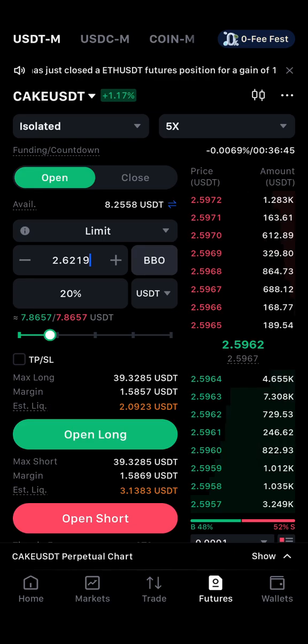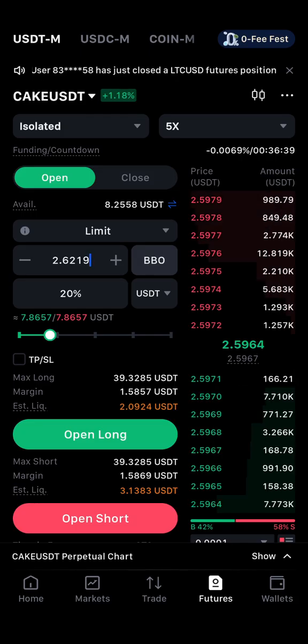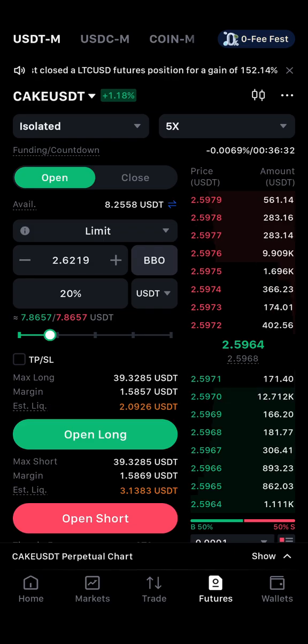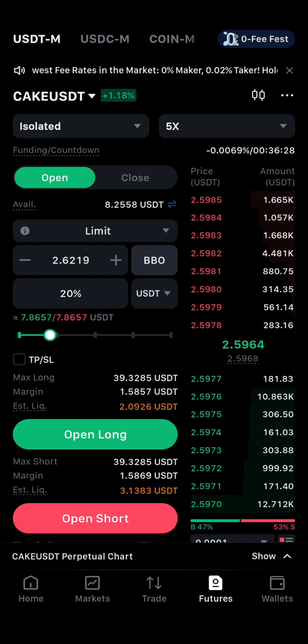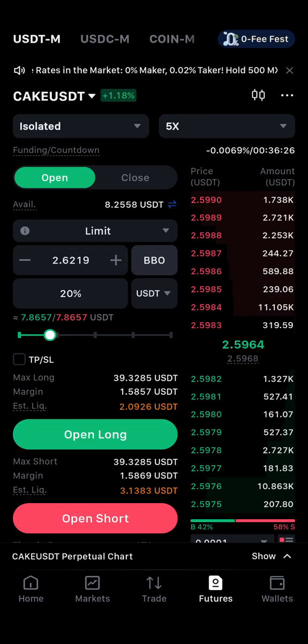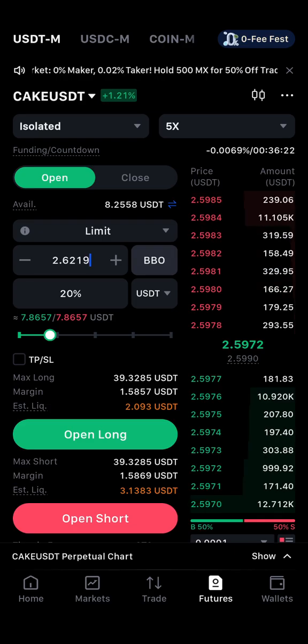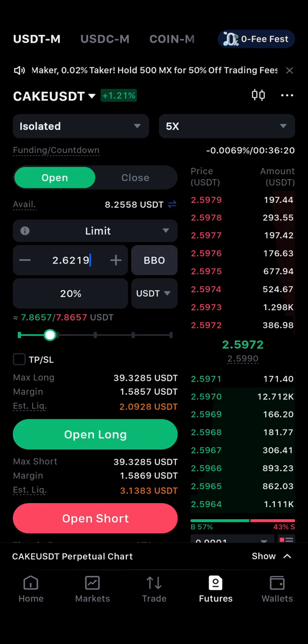Once these things are put in place, the next thing you're going to do, because it is a longing pair, is click on open long. If it is the one that we are shorting, you click on open short. In this case, I have started this trade, so I don't want to go in again.